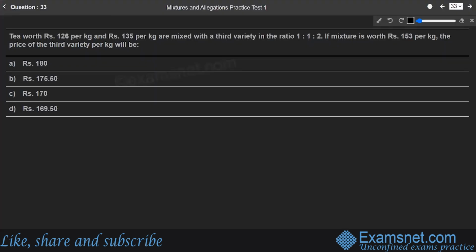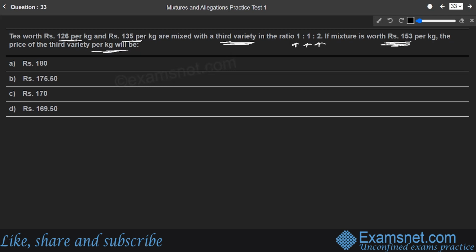Okay, so the question says tea worth rupees 126 per kg and rupees 135 per kg are mixed with a third variety in the ratio 1 is to 1 is to 2. If the mixture is worth rupees 153 per kg, the price of the third variety per kg will be.